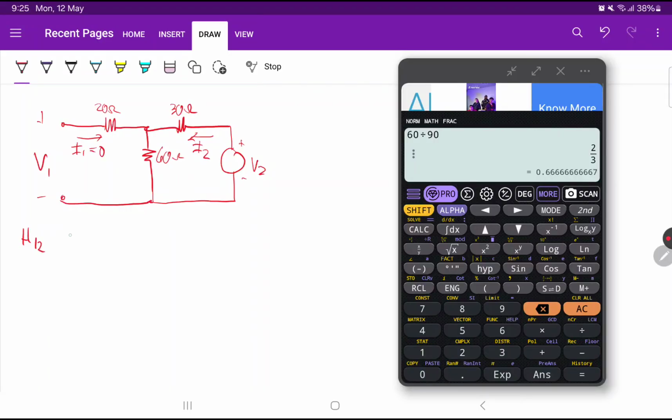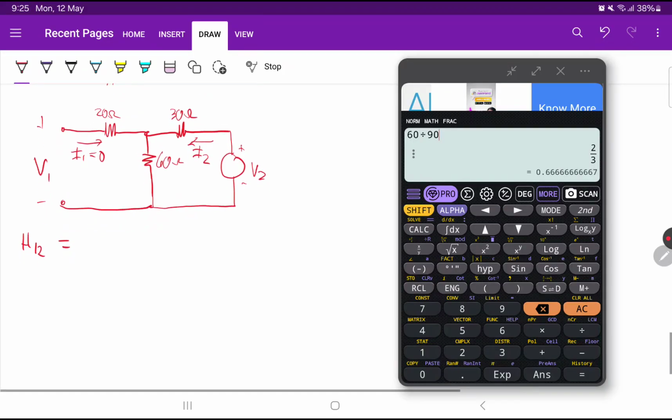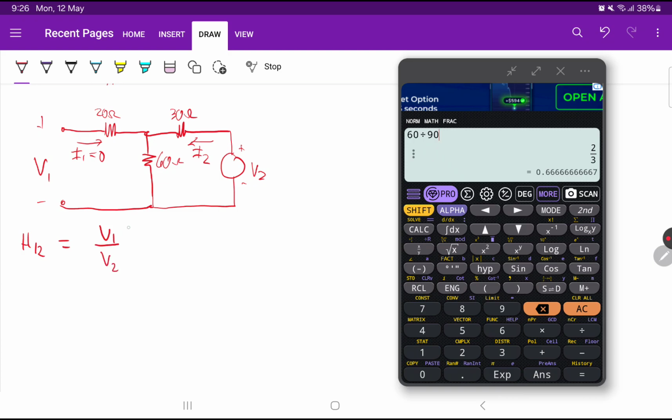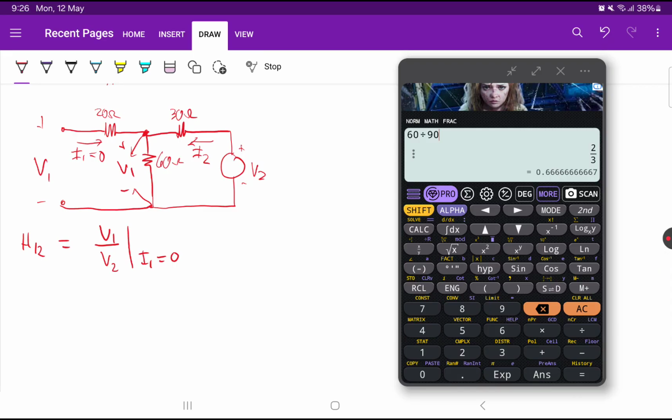H12. H12 is unitless again, but this time because I1 is equal to 0, we'll be using the voltages. It should be V1 divided by V2 when I1 is equal to 0. So we need to relate V2 and V1. If you look at the circuit again, because there's no current flowing through the 20 ohms, there's no voltage drop across it. So the voltage across the 60 ohms must also be V1, the same voltage as the terminal.